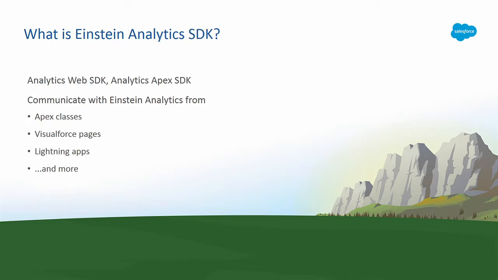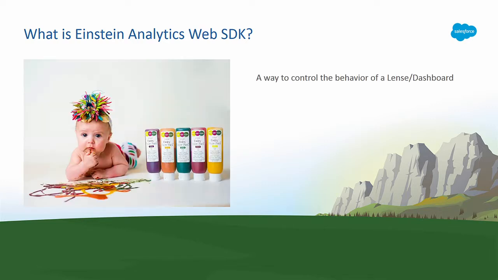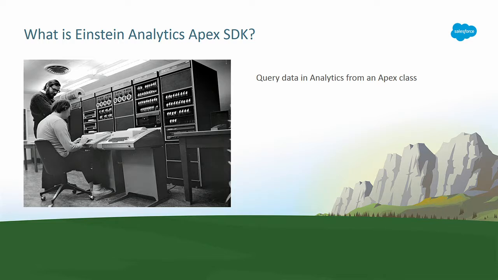In addition to the key components, Einstein Analytics comes with two SDKs, the Web and the Apex SDK. In general, it lets you communicate with Einstein Analytics from all across your Salesforce ecosystem. The Web SDK is basically a way to control the behavior of a lens or a dashboard, and it lets you easily interact with analytics from your custom applications, such as Lightning components or Visualforce pages. The Apex SDK is all about data. You can query all data and analytics from basically any Apex class you have.